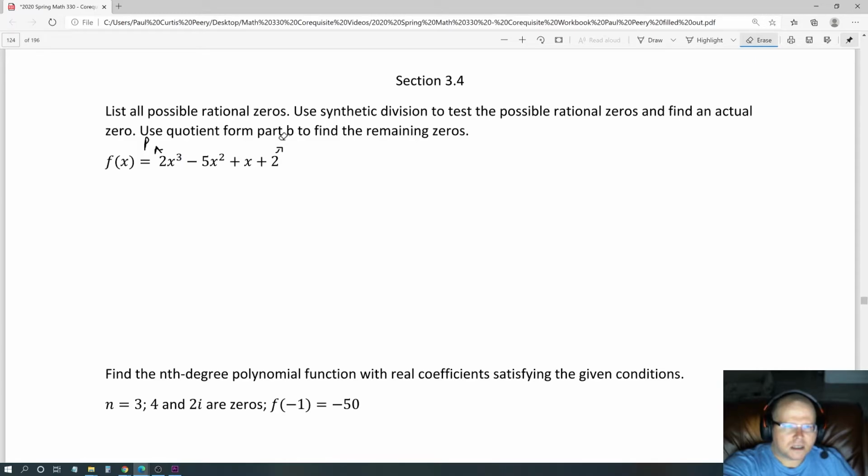Fix that. There we go. Okay, so sorry about that. The p's are going to come from the constant, and the q's are going to come from the leading coefficient. There we go. Okay, cool. Now, what do we do? What is p equal to?